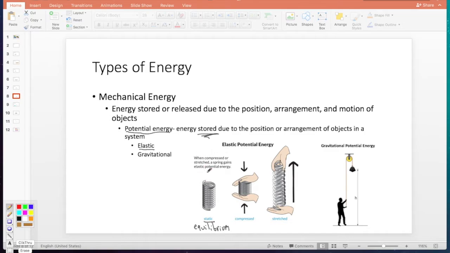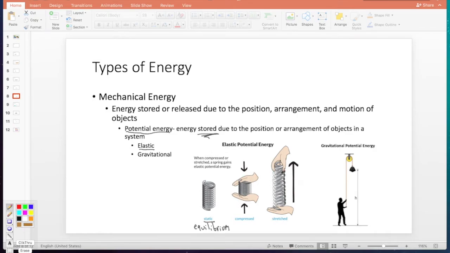But I can store energy into it if I take the spring and compress it down. If I squeeze it and I compress it, I cause the spring to shorten. It now has some potential energy. I have placed energy into the spring. Energy has come out of my body and has gone into the spring. I have stored energy in that spring.